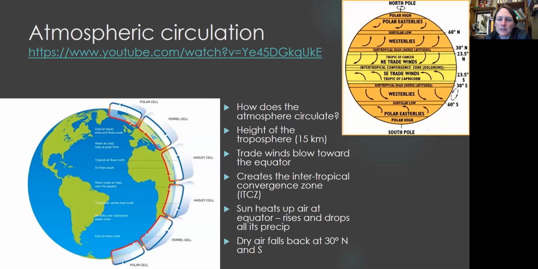And so what happens is that the sun heats up air at the equator, which causes the air to rise. And then as it rises, it drops all of its precipitation. So that's why it's really hot and wet right at the equator. And then once it drops its precipitation, it moves toward about 30 degrees north and south, and then the air falls back down. And that air that falls back down is very dry, which is why you might find deserts at about 30 degrees north and south.